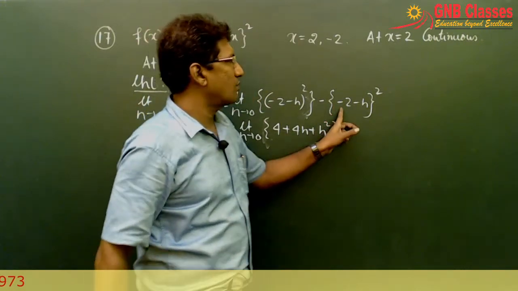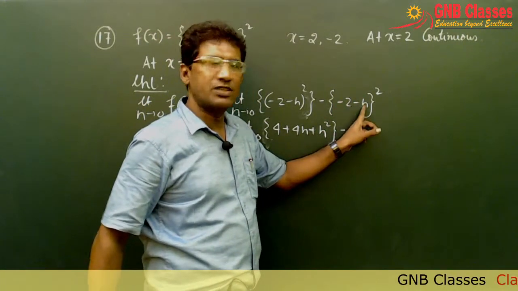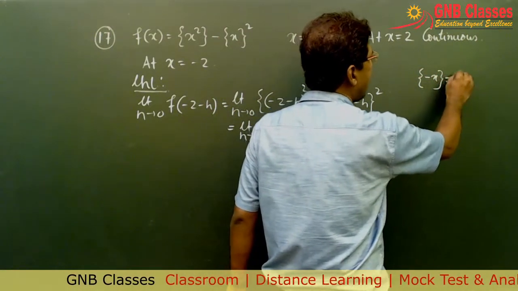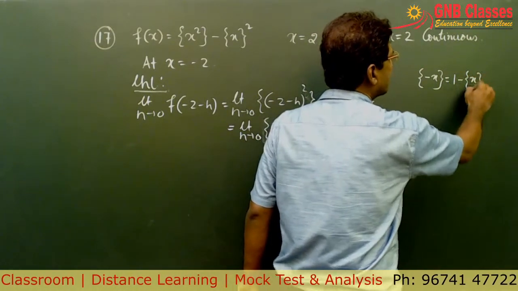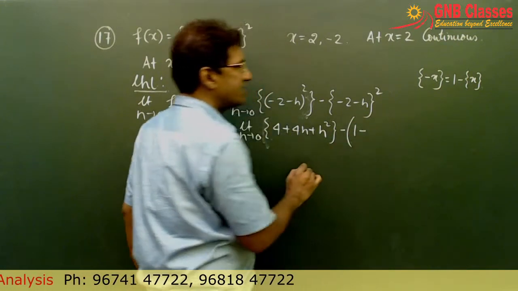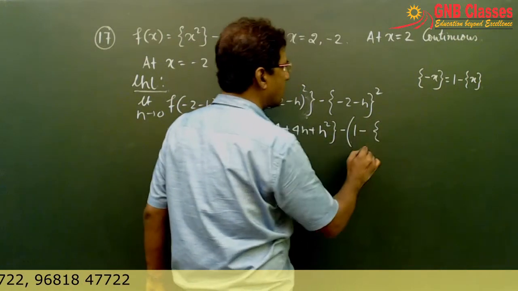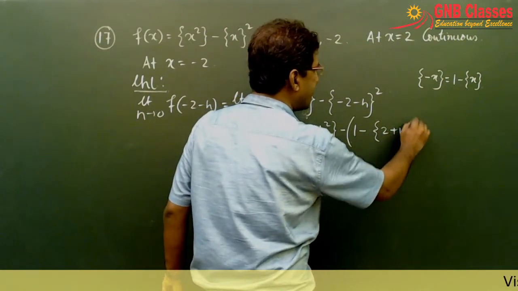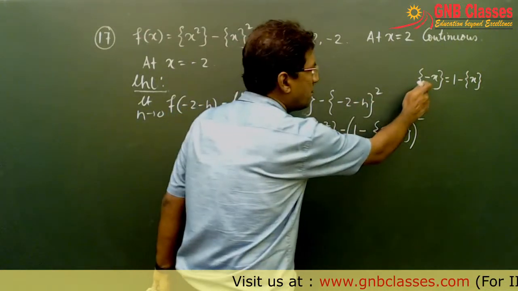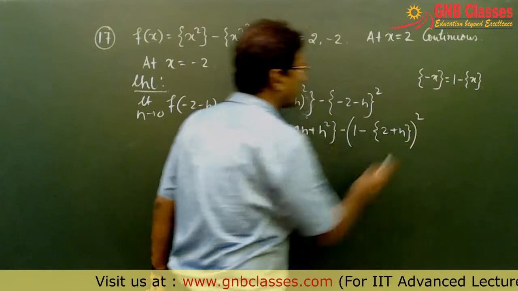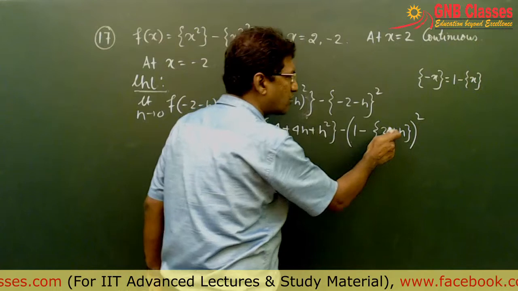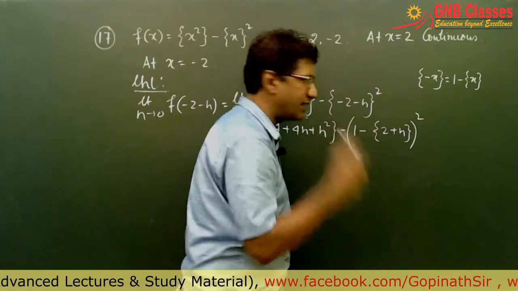You see, in this case, we are getting minus 2 minus h. We all know that the fractional part of minus x can always be written as 1 minus the fractional part of x. Is it clear? So in this case we can write 1 minus fractional part of (2 plus h) whole square. Have you understood this or not? Fractional part of minus x can be written as 1 minus fractional part of x. So fractional part of minus (2 plus h) can be written as 1 minus fractional part of 2 plus h, and the whole square is there.